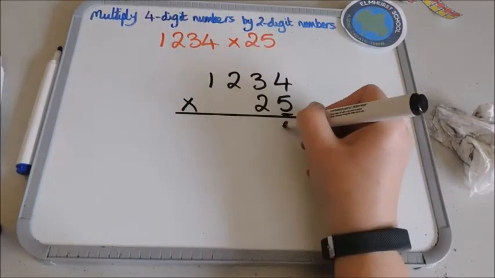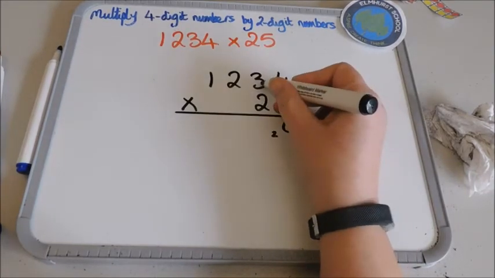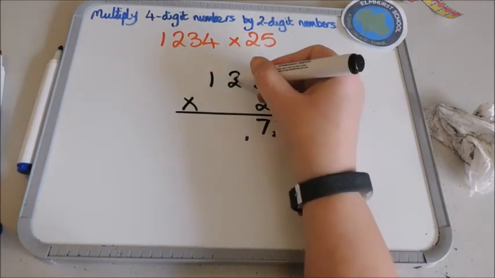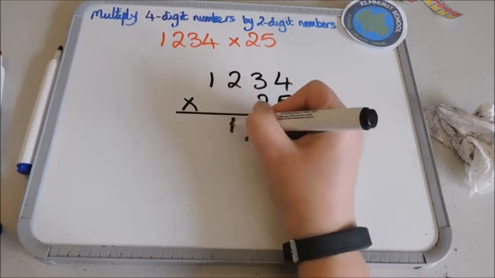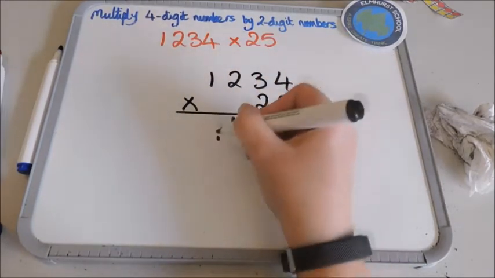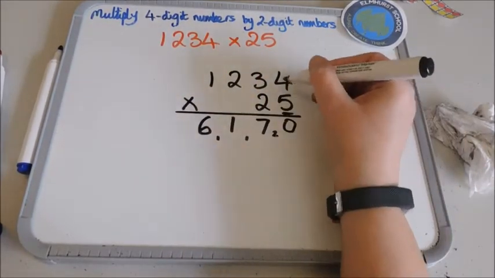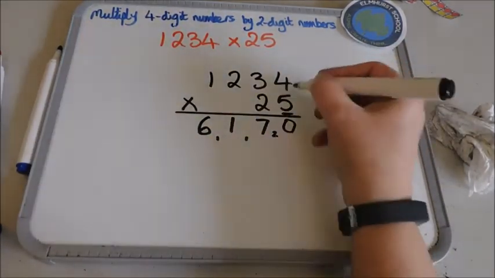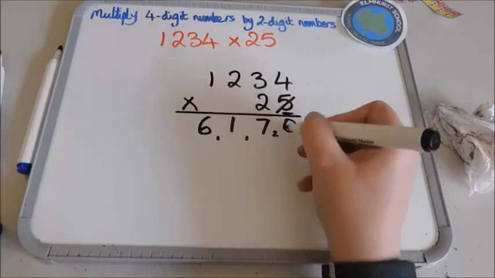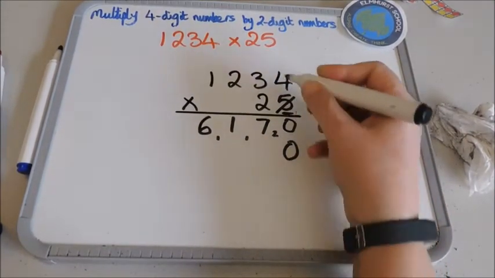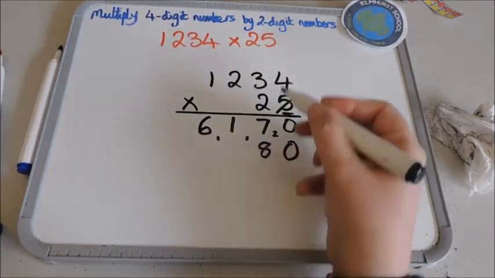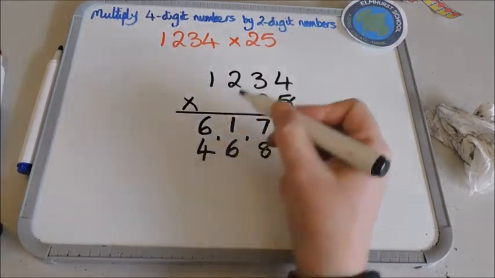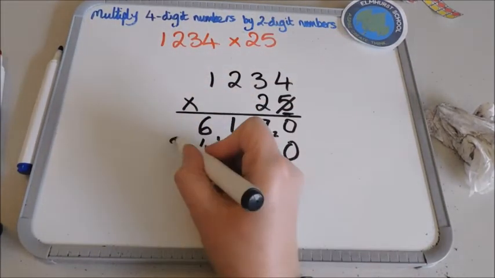5 times 4 is 20. 5 times 3 is 15, plus 2 is 17. 5 times 2 is 10, plus 1 is 11. 5 times 1 is 5, plus 1 is 6. So 5 times 1,234 is 6,170. I've finished with my 5. Timesing by a 10 number, all 10 numbers end with 0. 2 times 4 is 8. 2 times 3, 6. 2 times 2 is 4, and 2 times 1 is 2.